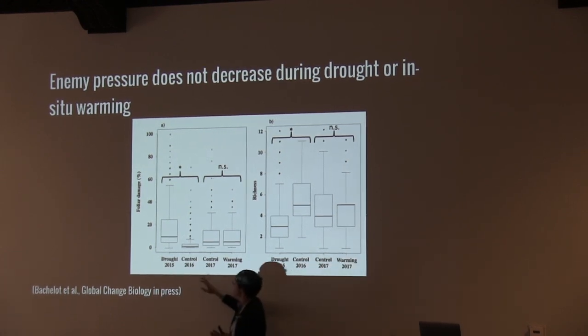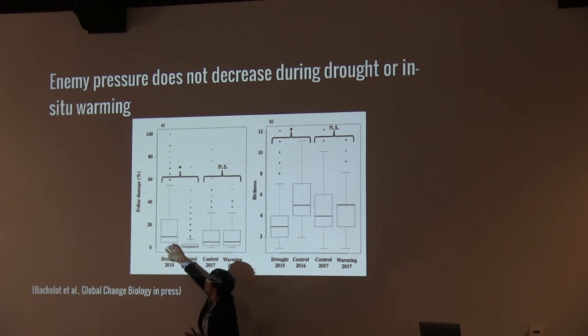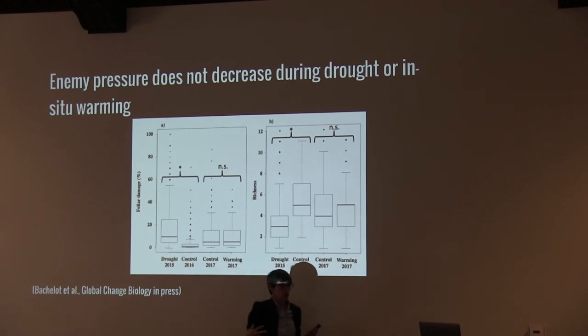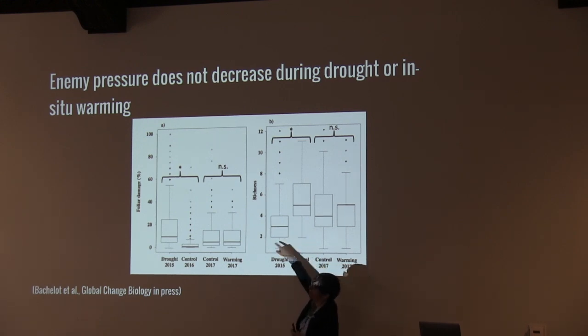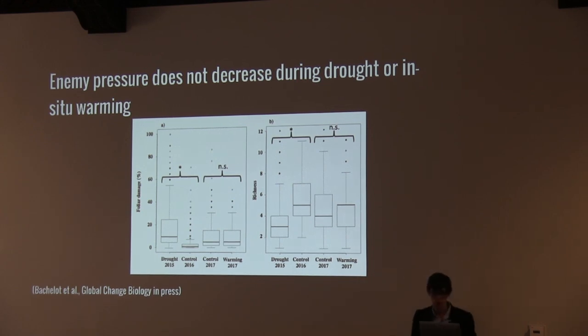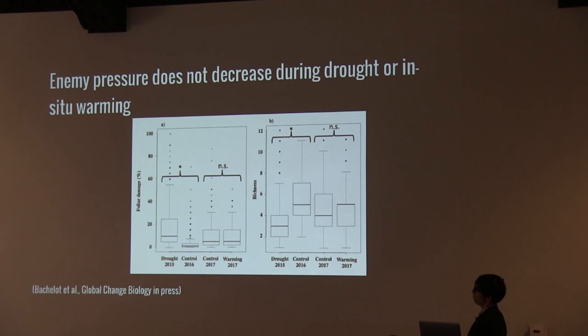In the drought, there is much more foliar damage, so that should not result in the decrease in negative density dependence. But there's also a less diverse community. So maybe naturally we are doing something, but it's not very clear from this kind of overall picture.